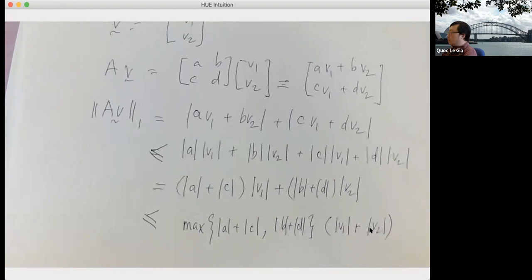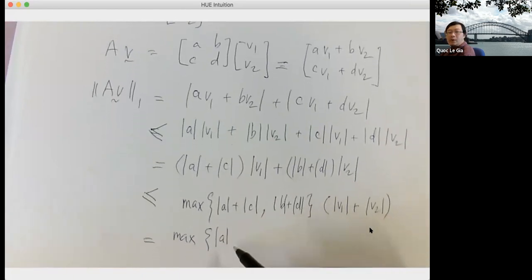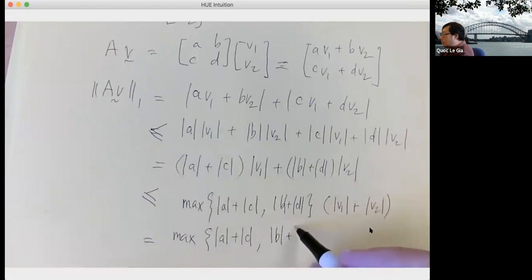So what is the last one? The last one is just the max of the first column sum in absolute value and the second column sum in absolute value. And the last factor is just the vector v, but in the one norm, right?